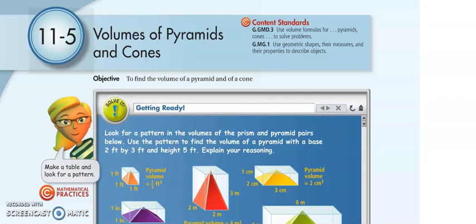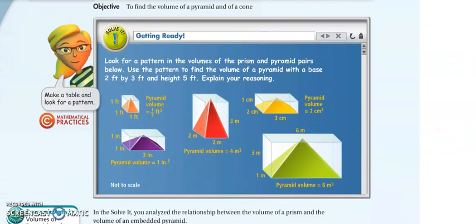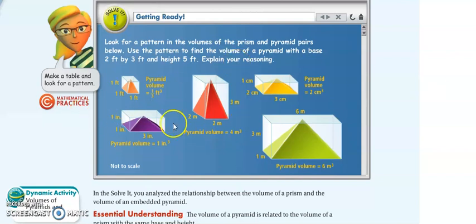We will continue in lesson 11.5, volumes of pyramids and cones. This is directly related to the last lesson because the formula that we will use has a relation. Now we know, in this figure, the volume of the pyramid that is inscribed in the prism here is 1/3 of the volume of the prism.